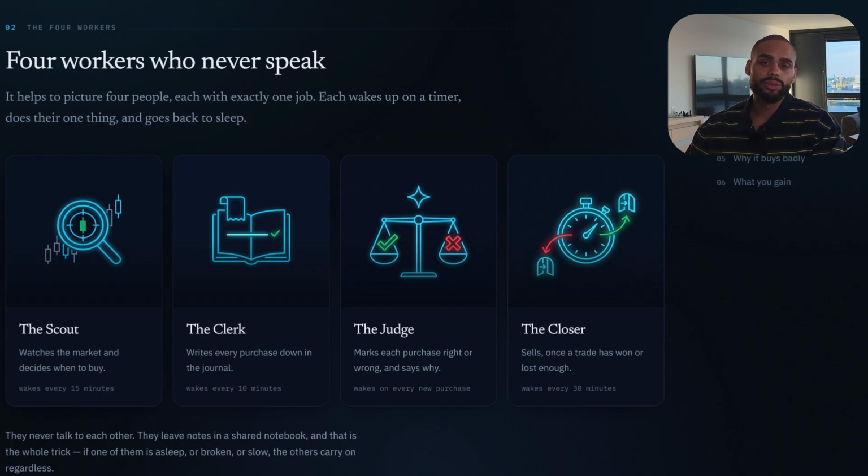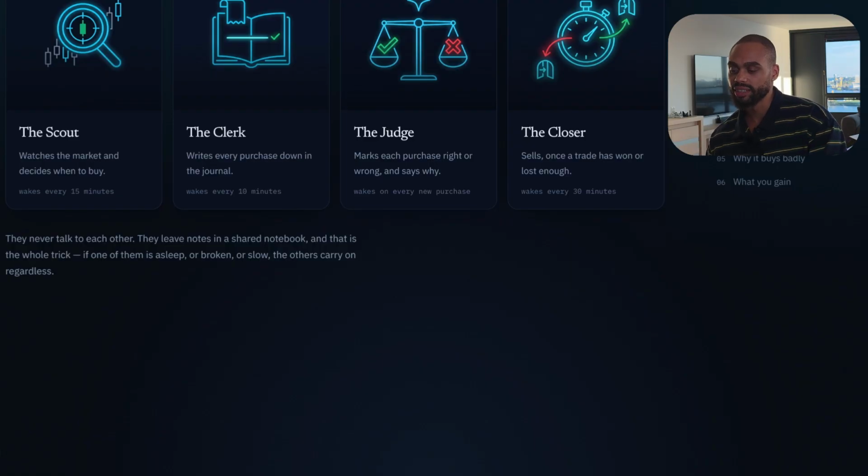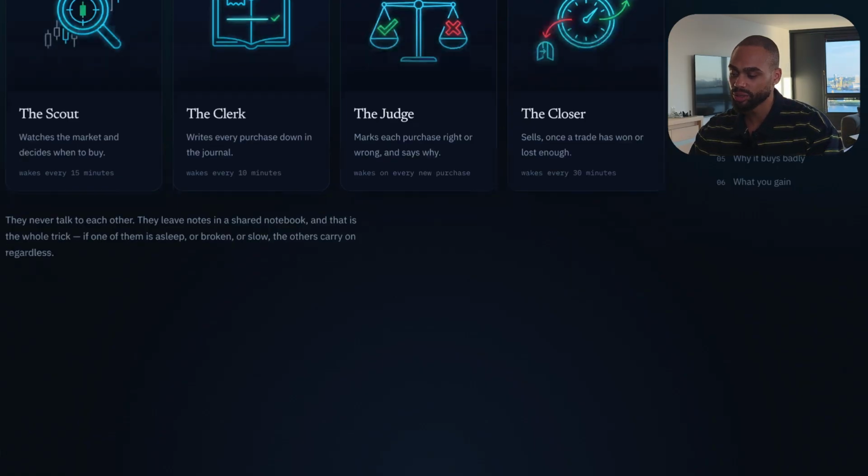It's also going to give you the feedback in the form of a note. Finally, we have the closer. The closer is going to close on the trade or sell on the trades once enough money has been made or enough money has been lost. They never talk to each other. They leave notes in a shared notebook, and that's the whole trick.